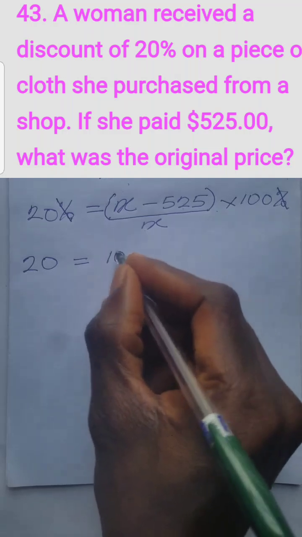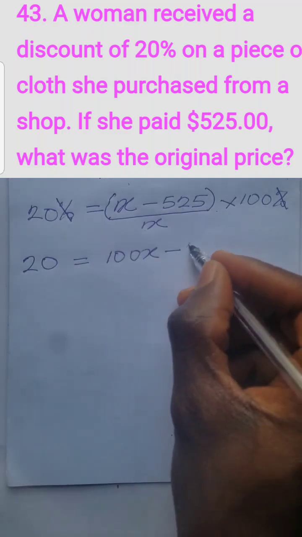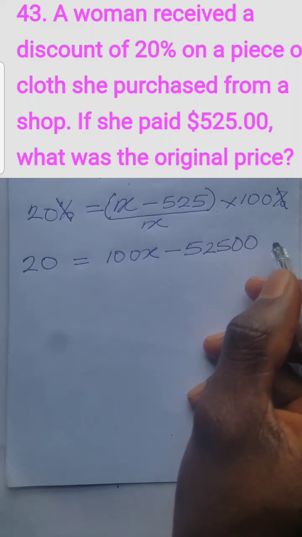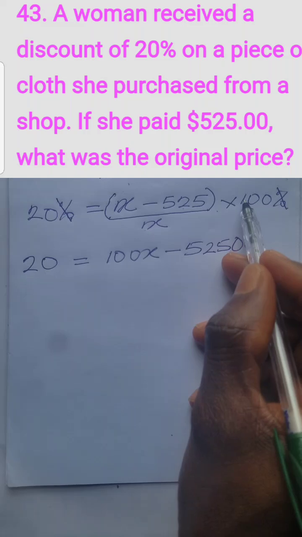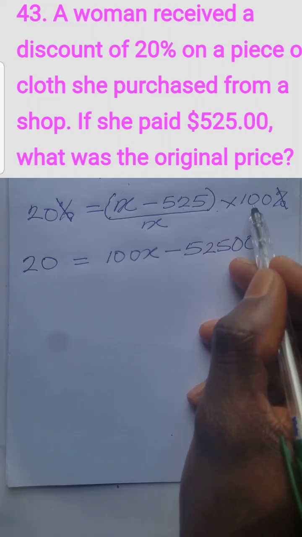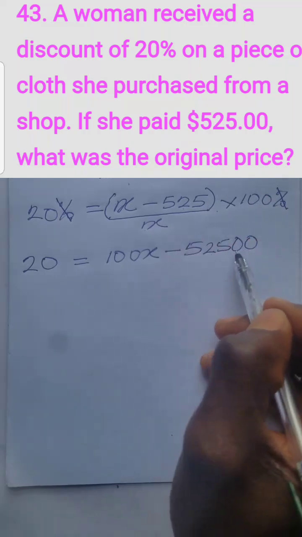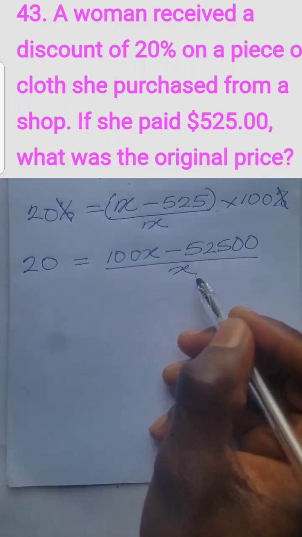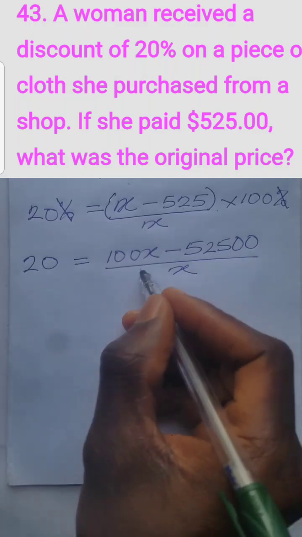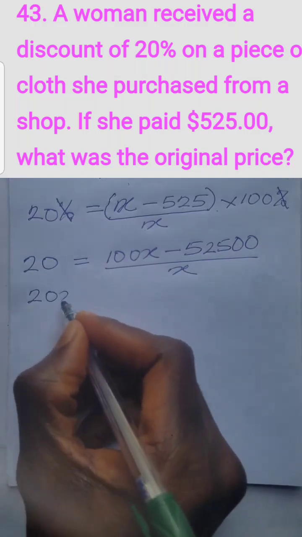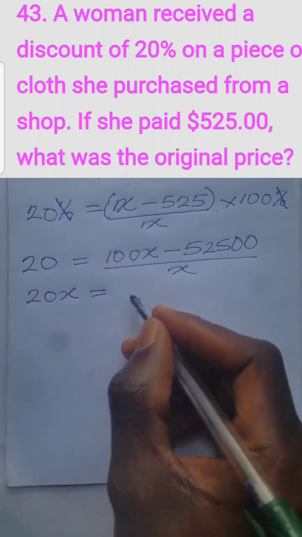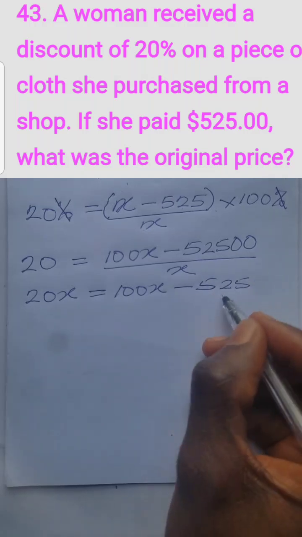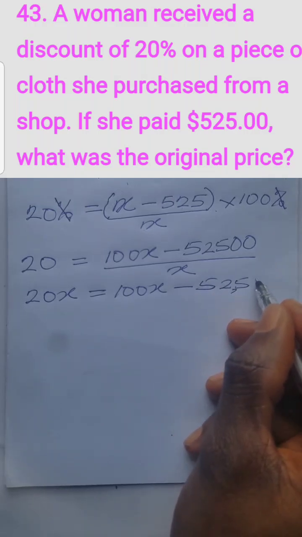100 times X is 100X minus 525 multiplied by 100, which is simply transferring the two zeros. Whenever you're multiplying a number by 1 and zeros, whatever zeros that number has, you add to that number. I know you know that. Okay, we have over 100. I like my work to be step by step. Next step is X will come over here, and then we have 20X is equal to 100X minus 525 times 100, that's 52,500.